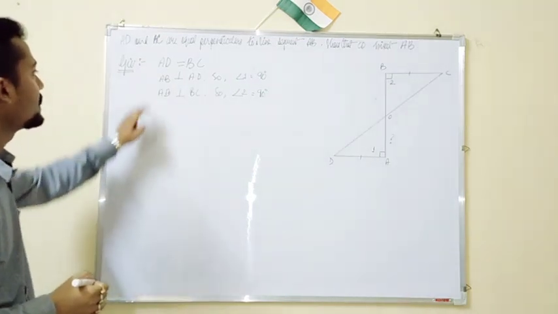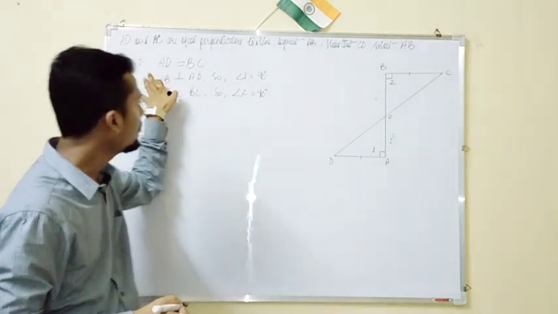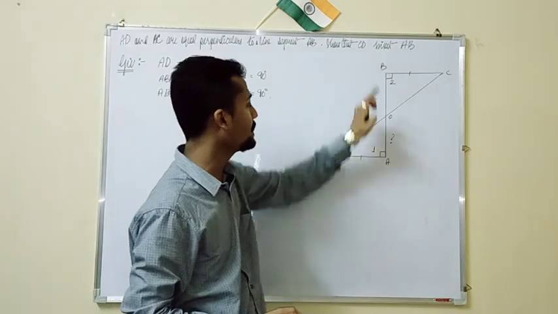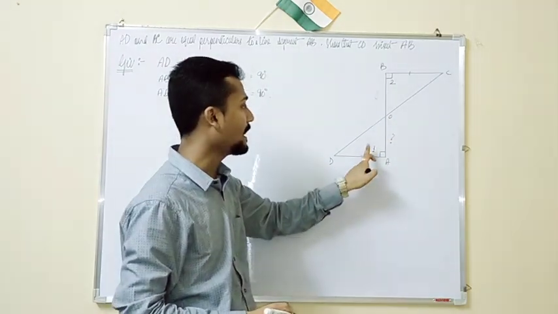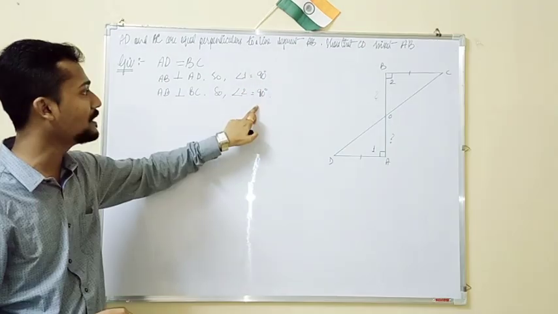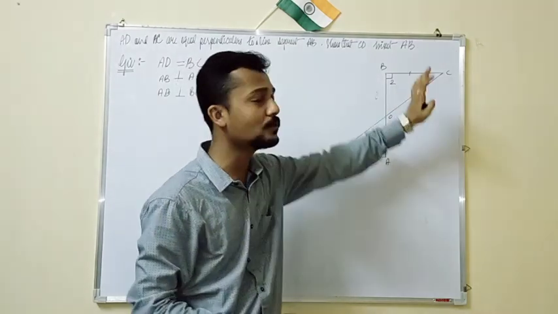So let us see. So given क्या दिया हुआ है? AD is equal to BC, that is given in this particular question. Next, AB perpendicular to AD. That means what? Angle 1 will be 90 degree. Similarly, angle 2 will be also 90 degree. Why? AB is perpendicular to BC.